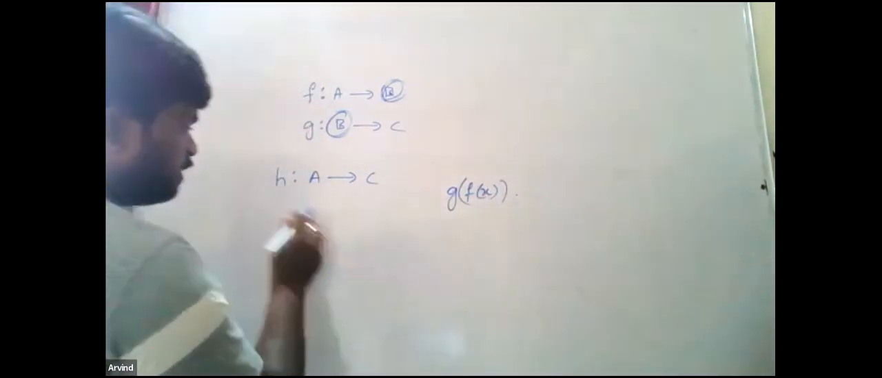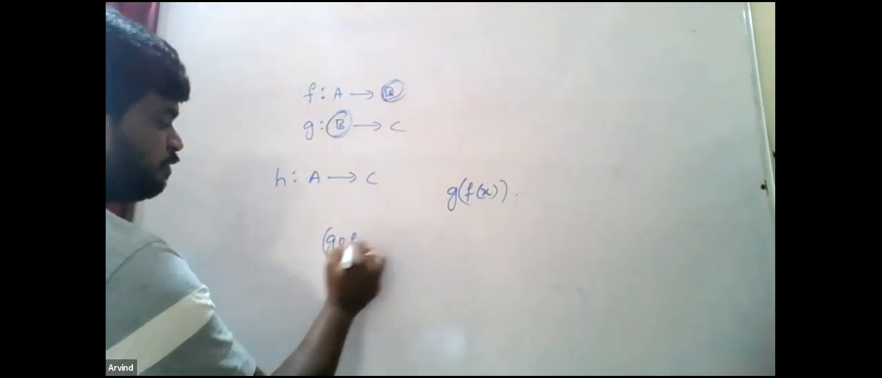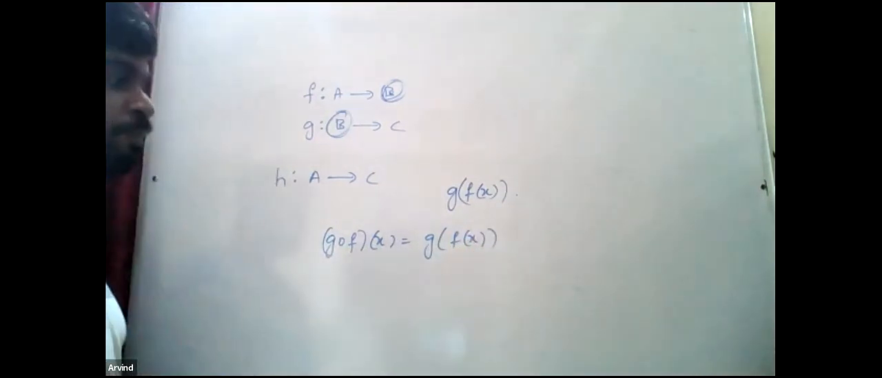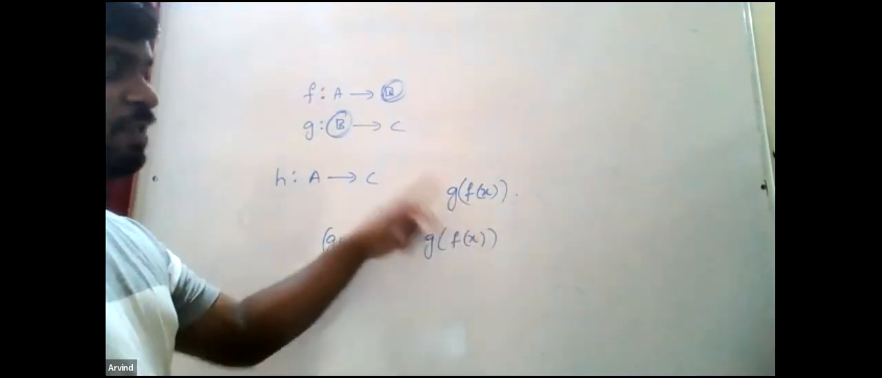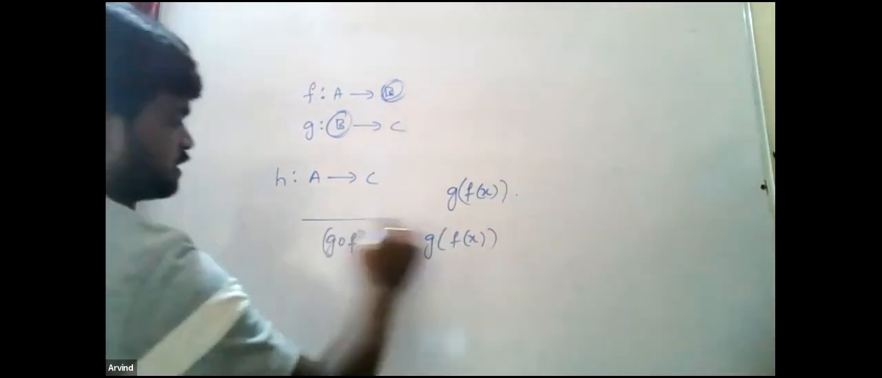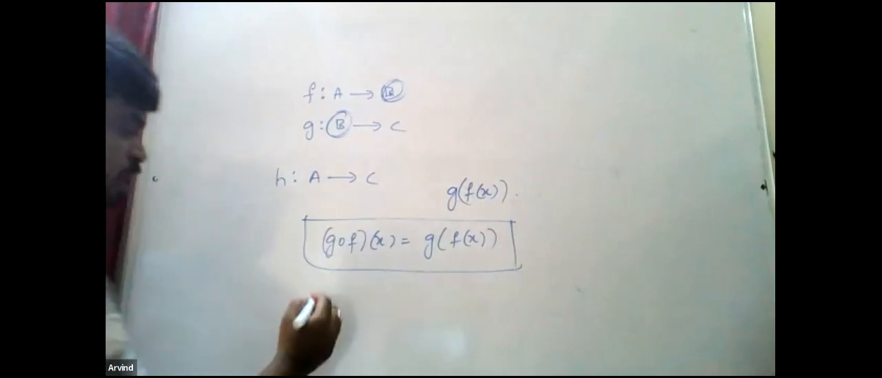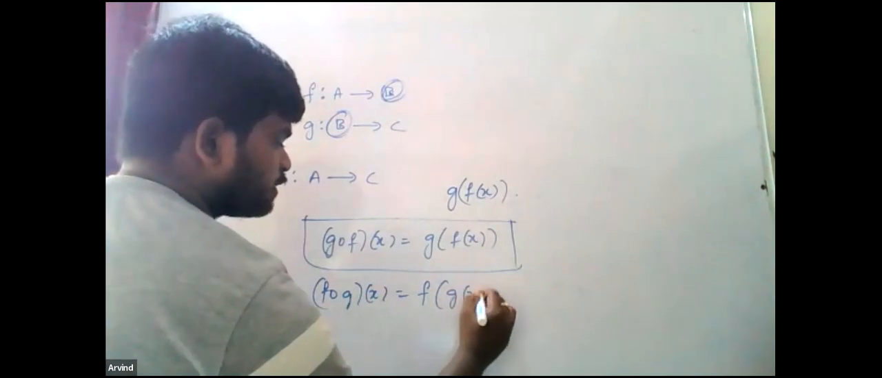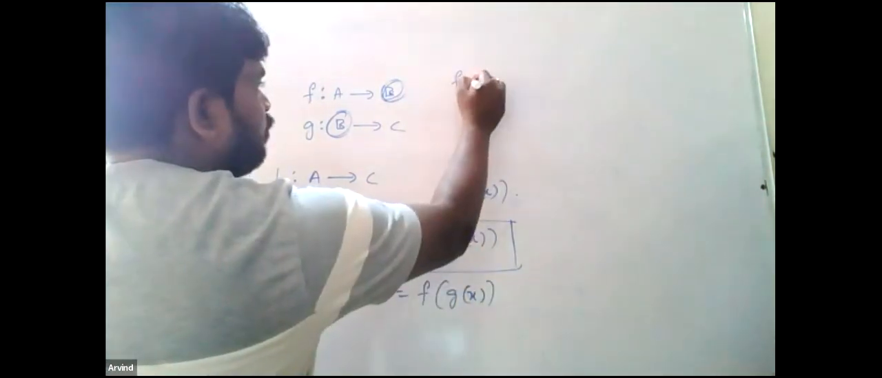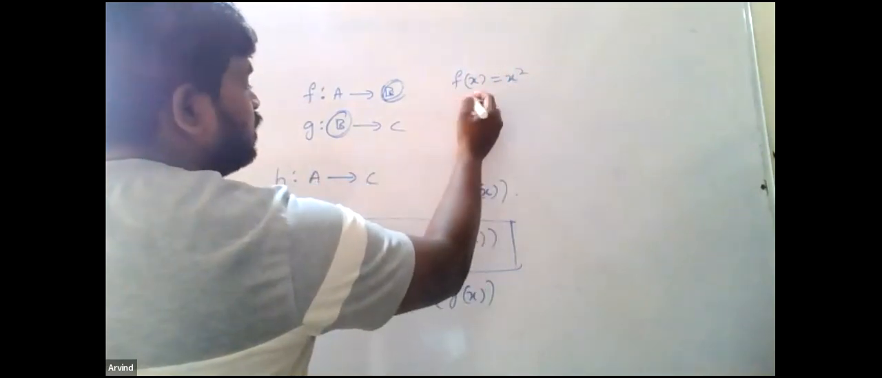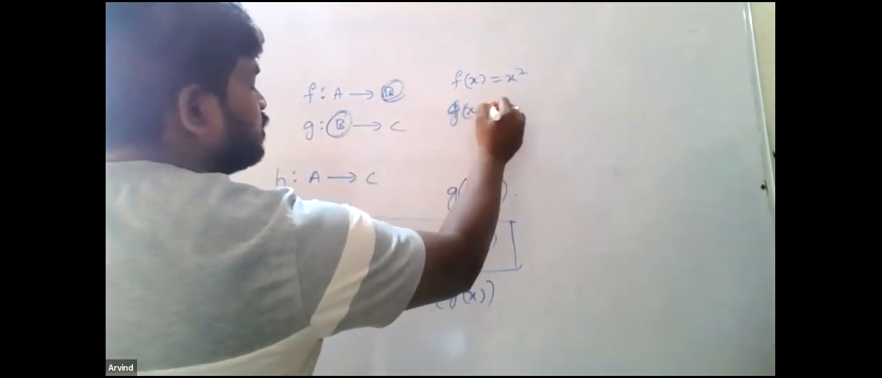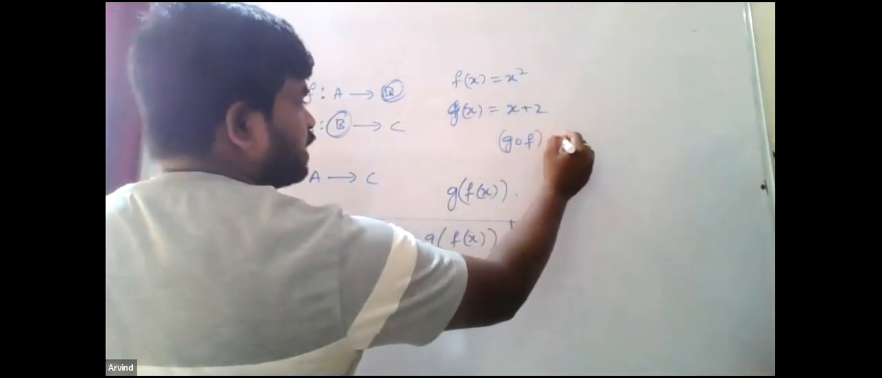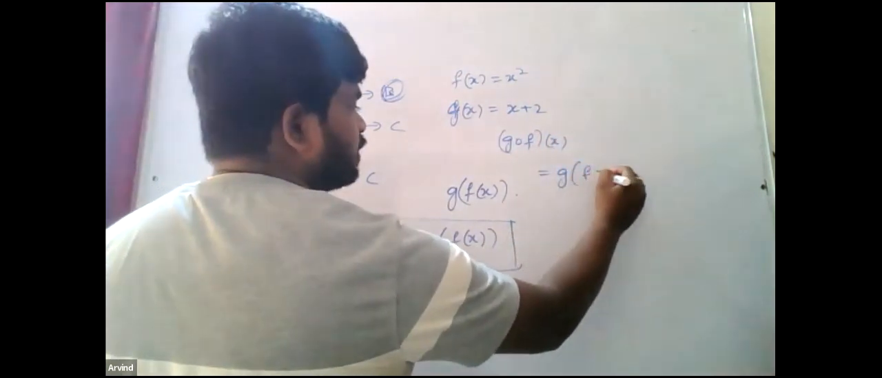g of f of x, that we write like this. g circle f of x is given by g of f of x. That is, first we define a function on f, then successively we define it on g. Just remember this. Similarly, if I want f circle g of x, then it is f of g of x. For example, f of x is x square and g of x is, let's say, x plus 2. Then find g circle f of x, which is nothing but g of f of x.